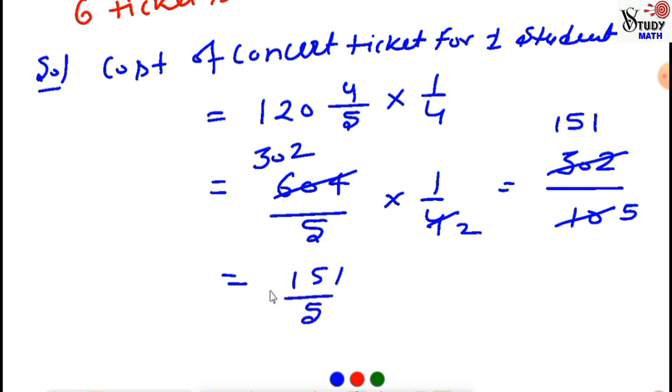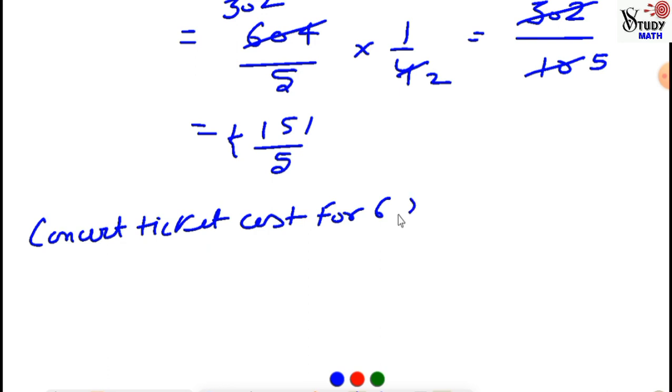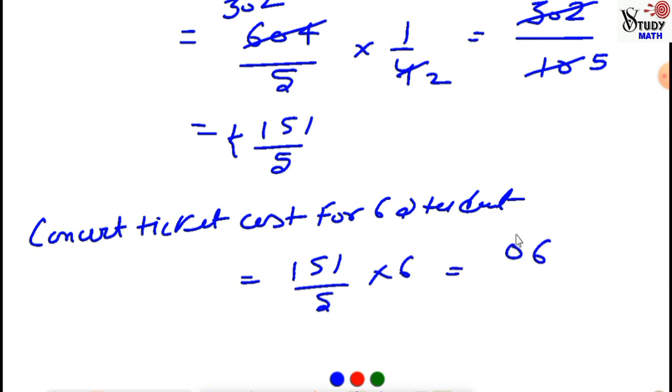And what we have to find? We have to find the cost for 6 students. So the concert ticket cost for 6 students will be 26/5 multiplied by 6. Multiplying, we get 156/5, which is 31 1/5. This is the cost for the 6 students of the concert tickets, and this is the answer of this question.